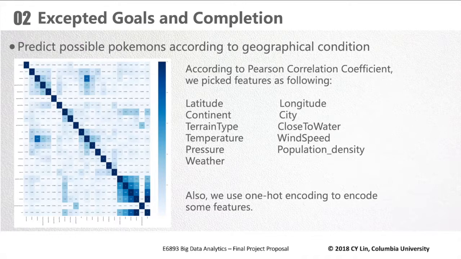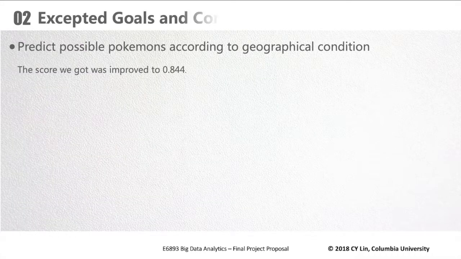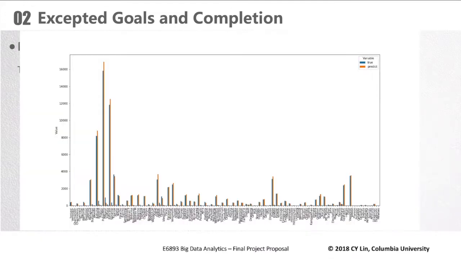Then we used the k-nearest neighbor classifier to train the data. The score we got is 0.84. Here the score is used to evaluate the accuracy of KNN learning. We also use Seaborn to visualize the result we got. The blue columns are true data and the orange columns are the results we predict. There are some differences between the true data and the predicted data, but the result is acceptable.